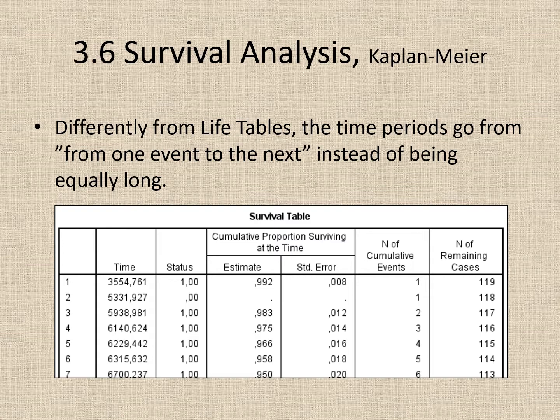And then it goes another time period, and after 5,331 days something happens. But it's not an event. It might, for instance, be that somebody moves to another country and they disappear from our data set. And so on. What you can do with this Kaplan-Meier is compare the survival between different groups and see if it's significantly different.